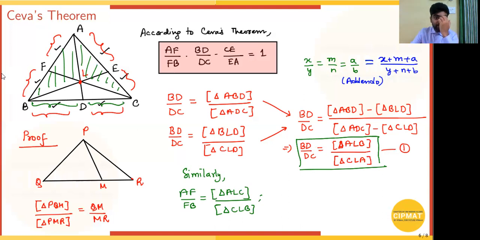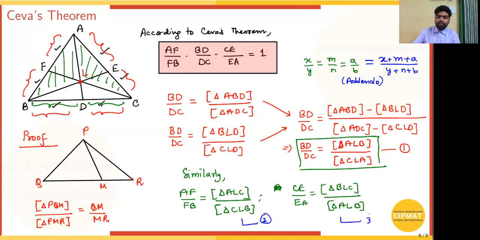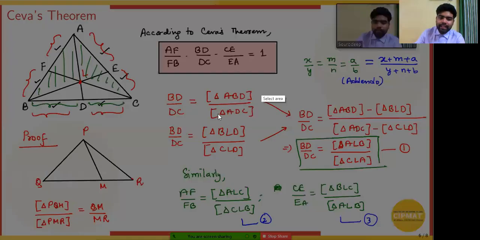Similarly, another thing that I can write is, not AE, let's say CE upon EA. This can be written as area of triangle BLC divided by area of triangle ALB. Isn't it? Yes, of course, this is correct. Now let me name these: this is 2 and this is 3. Now let's further take up this particular concept in the next slide.